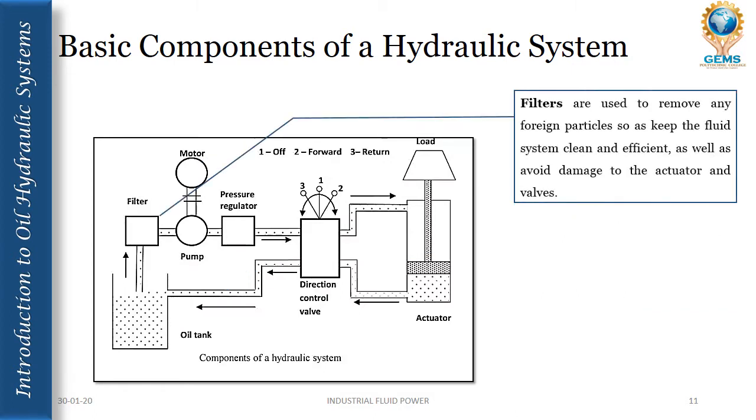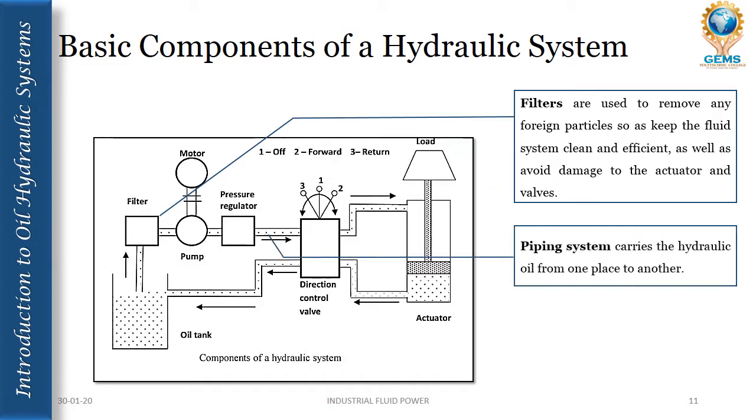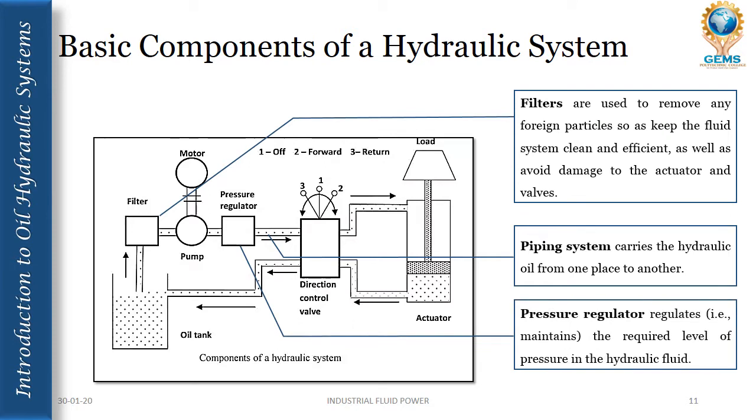And this is the filter. Filters are used to remove any foreign particles so as to keep the fluid system clean and efficient as well as avoid damage to the actuator and valves. And the piping system carries hydraulic oil from one place to another. And this is the pressure regulator, which regulates, that is, maintains the required level of pressure in the hydraulic fluid.